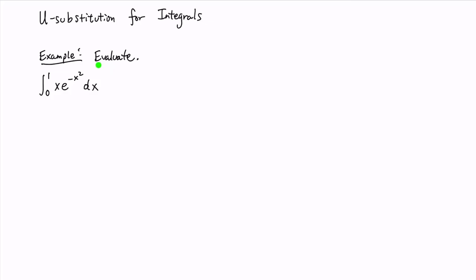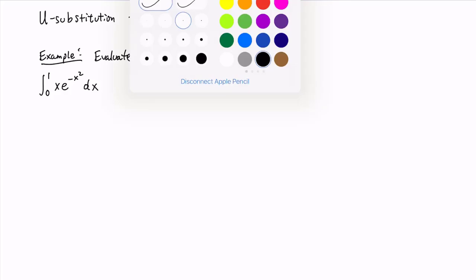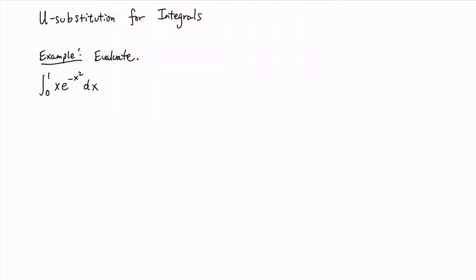Let's evaluate another definite integral using the technique called U substitution. So here's a definite integral from 0 to 1, and the function is x times e to the opposite of x squared. So once again, we're going to try to use this idea of writing your U substitution using differentials. So let's get started. Why don't we try let U equal the opposite of x squared.